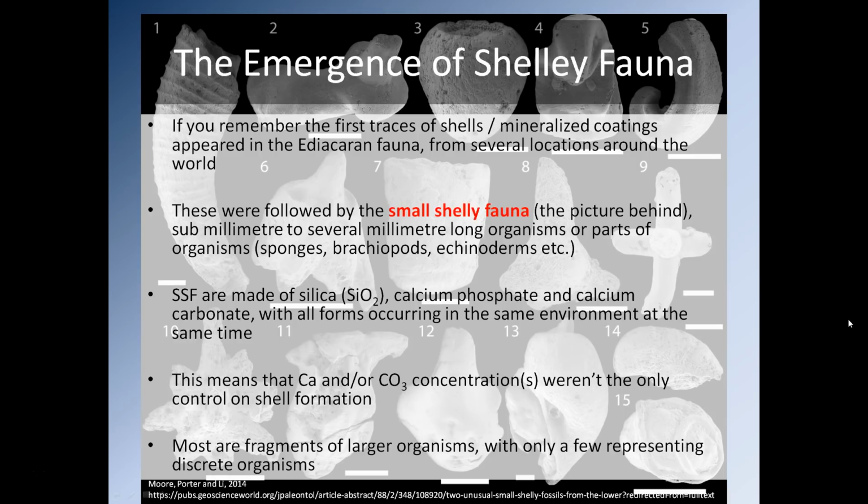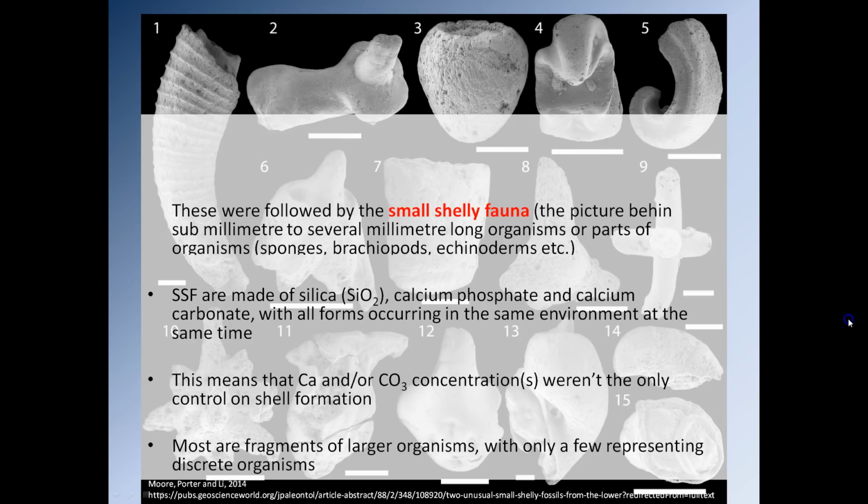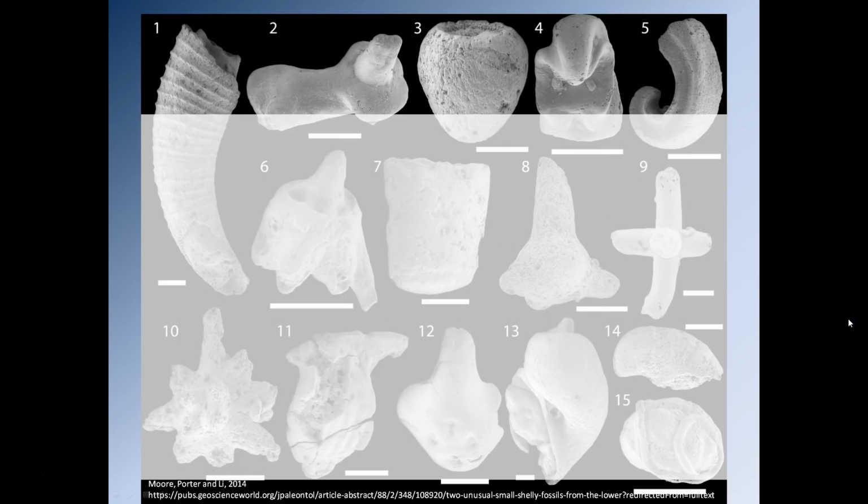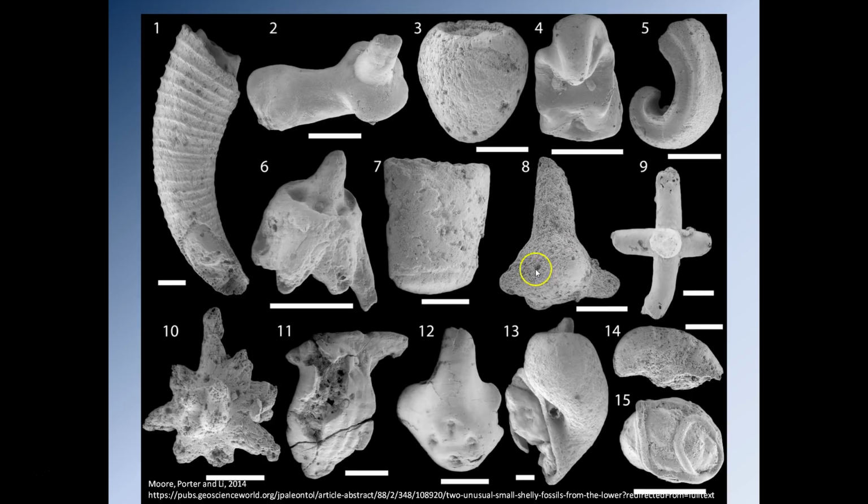appearance at that time. Now, most of the small shelly fauna that we see are fragments of larger organisms, with only a few small members of the small shelly fauna actually representing discrete organisms. And so when we look at some pieces of the small shelly fauna, let's look at number 12 here. That looks like the kind of plate you might get from an echinoderm, from a sea urchin. So chances are that is actually a fragment of a larger shell.